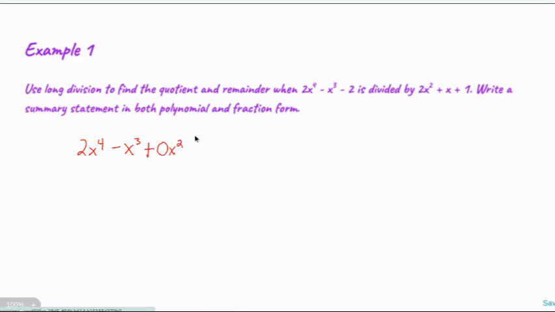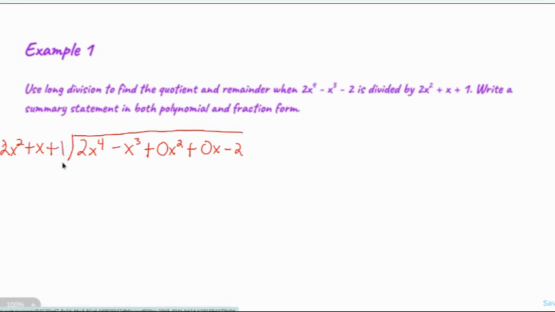So since we don't have an x squared term, we would write it as 0x squared. Same for our linear term. Okay, this is something you're going to want to get in the habit of. Technically, it is possible to do this division without these missing terms, but you have to keep a mental hold that they're there. You have to remind yourself that they're there. So it's better to just write them down. And now 2x squared plus x plus 1, that's not missing any term. So I'm going to go ahead and fill it in.